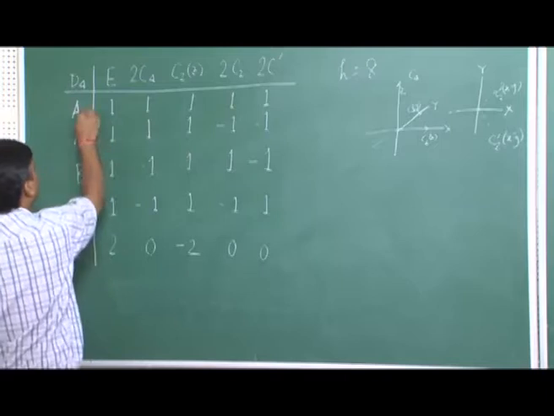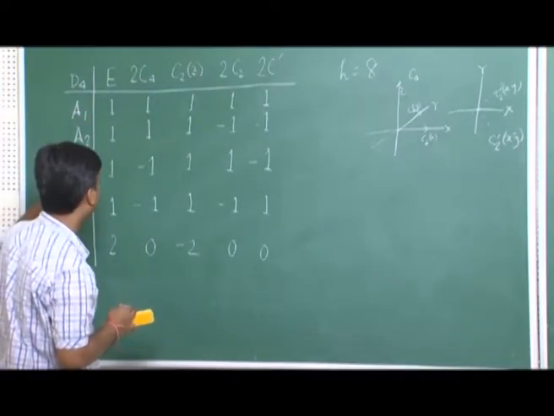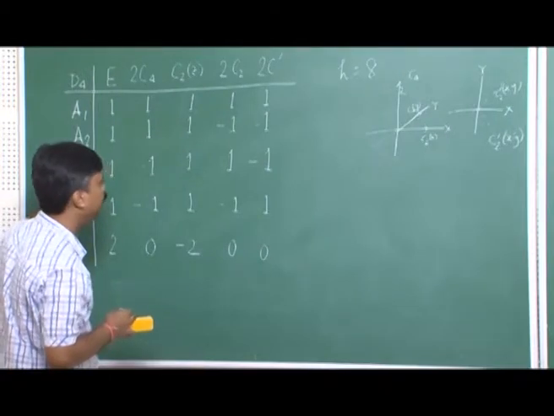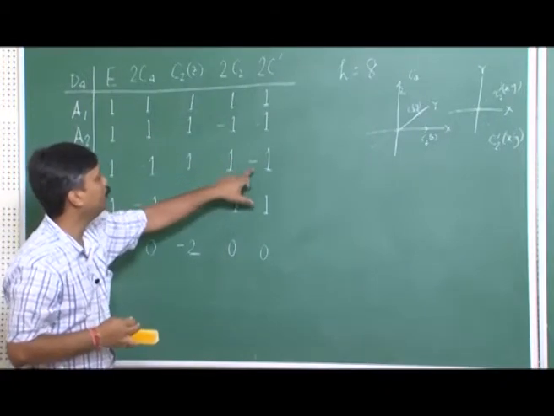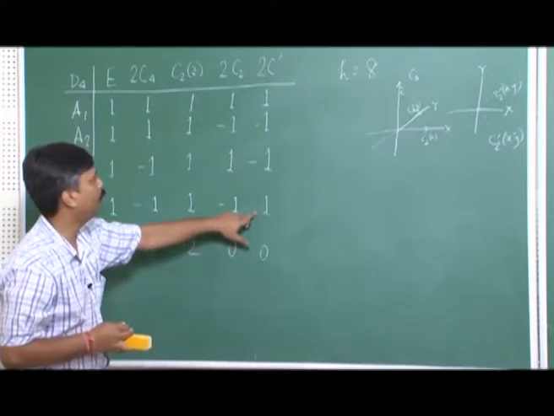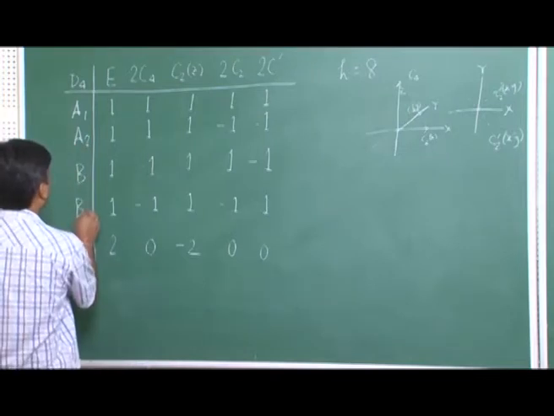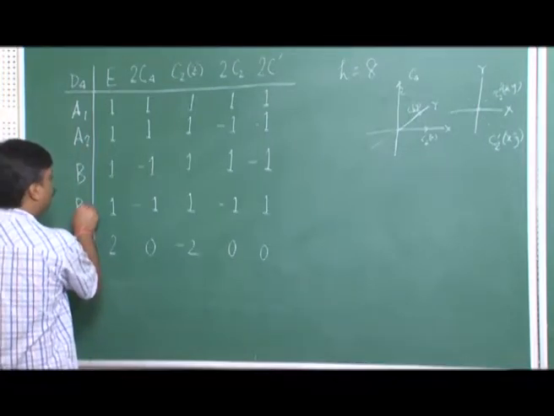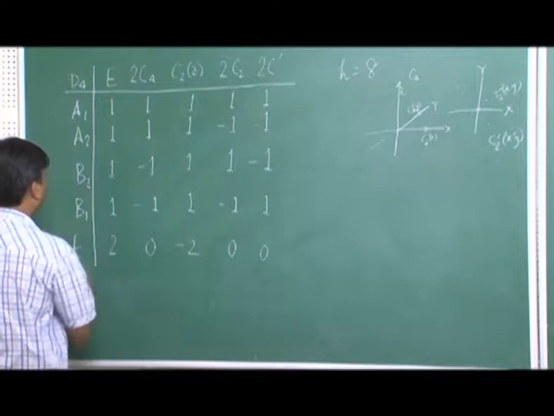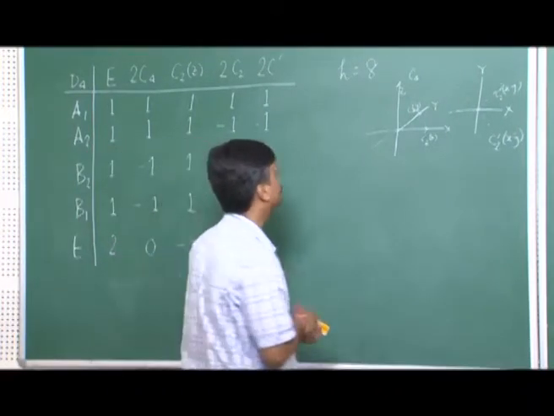So this one will be A1 and this one will be A2. Similarly, if we want to differentiate between these two B's, then I look at again here. With respect to this one and this one, I have this one as anti-symmetric, this one is symmetric. So I can write this as B1 and this as B2, okay, and this remains E. So I got the Mulliken symbols as well.